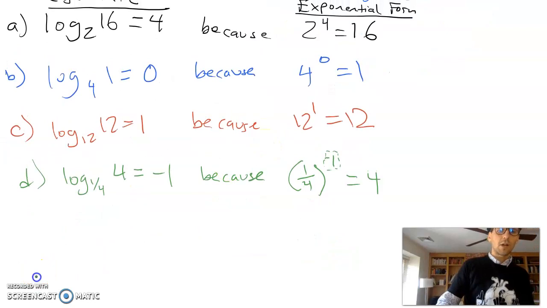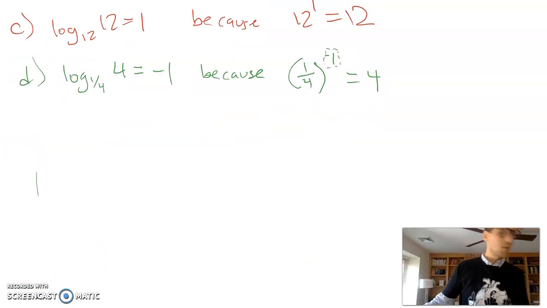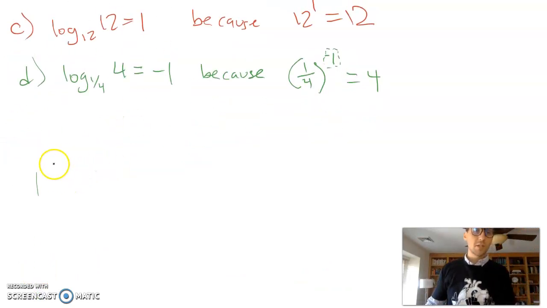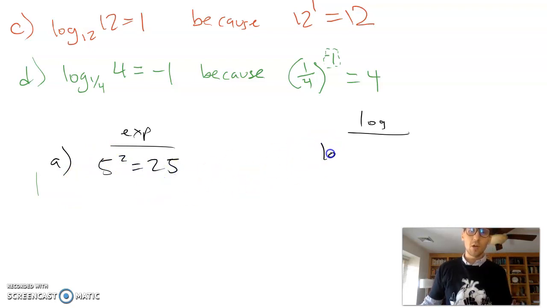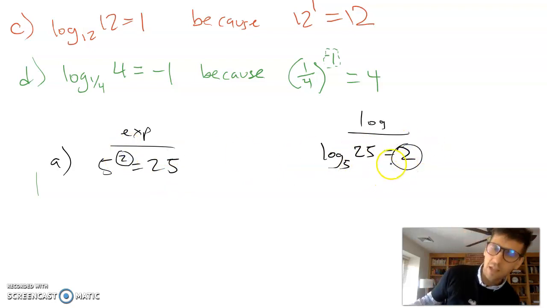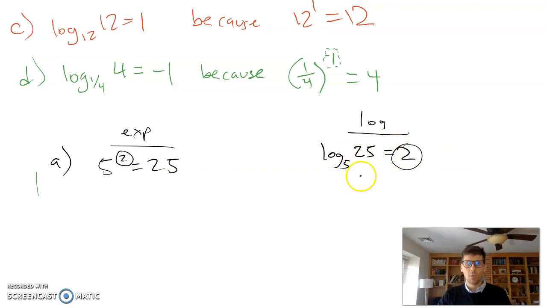Maybe before I close the video, I'll give you a few more examples of going the other way, from exponential to logarithmic. Okay, A. 5 to the second equals 25. The logarithm form will be log base 5 of 25 equals 2. You'll notice the exponent is always the output because the log allows us to find the exponent. What power of 5 gives you 25? The second.